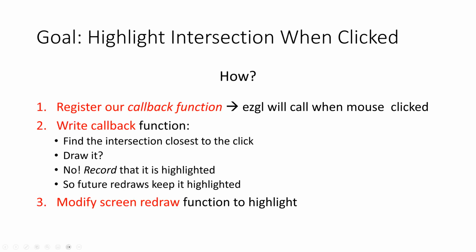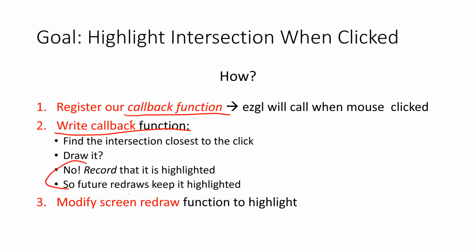So we have to use what's called stateful graphics. The general procedure is always the same. If we want to have some interaction with the user, we register a callback function. We've already done that. We registered a function for when the mouse is clicked. We have to write that callback function. In this case, we had to find the intersection closest to the click. We tried drawing it, but that's the wrong thing to do.